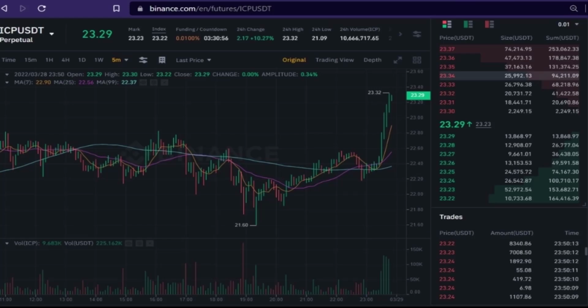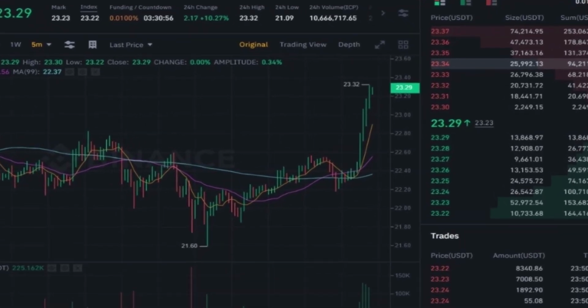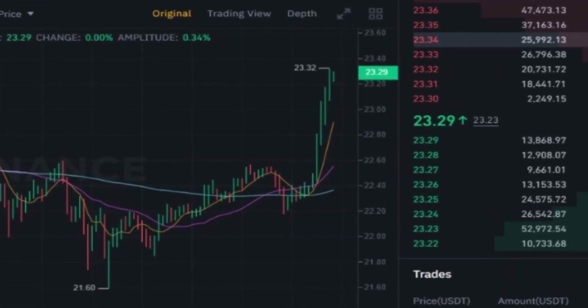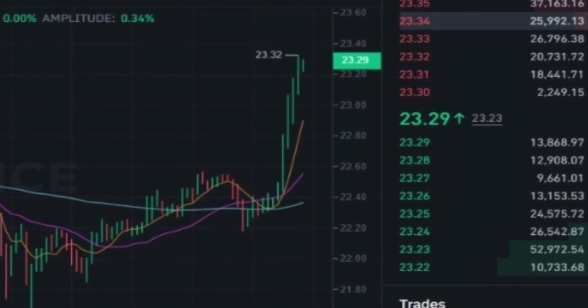So in this specific trade of ICP coin, after half an hour, look how much the coin gained in price, and I made 740 euros.